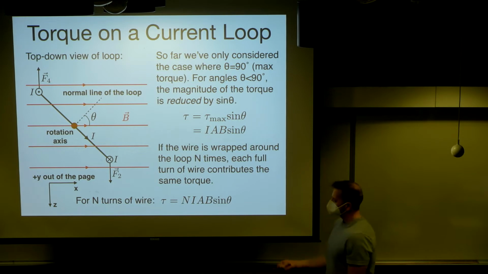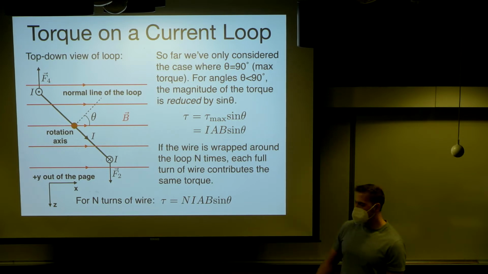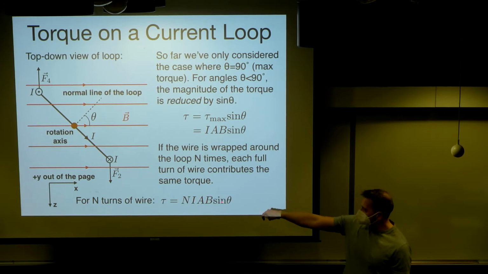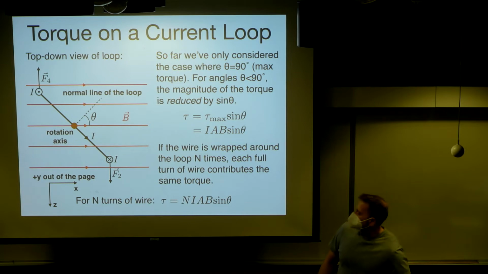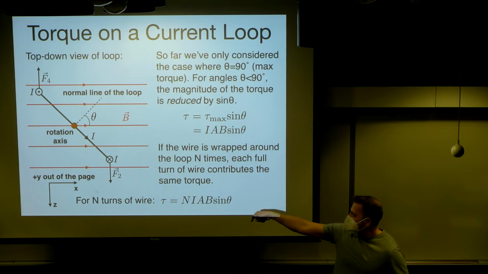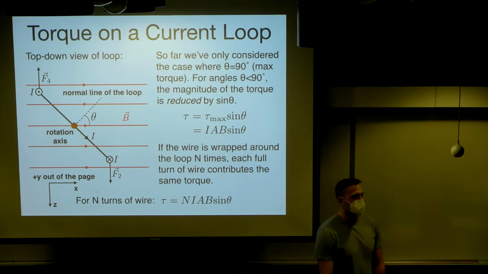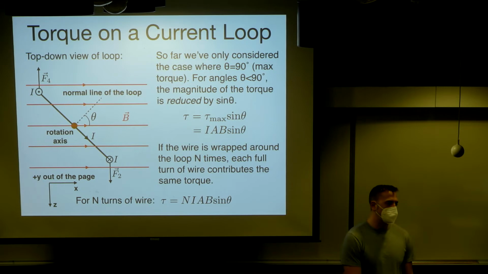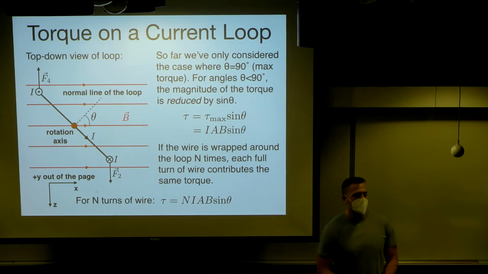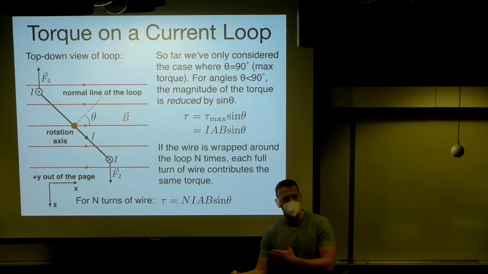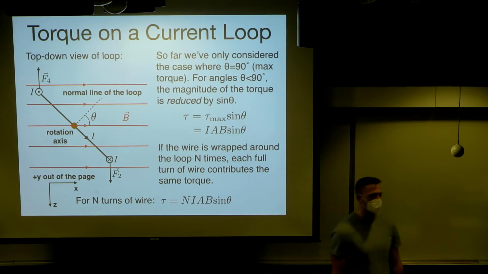All right, so here's what we have. For n turns of wire, the torque on a loop of current is n times I times A times B times sine of theta. Let's review all these terms. N is how many times we've wrapped that coil of wire around. I is the current that's running through that wire. A is the area of that loop of wire. B is the strength of our B field, and theta is the angle between our loop of wire and the B field. All of these factors have to come into play to get the torque.